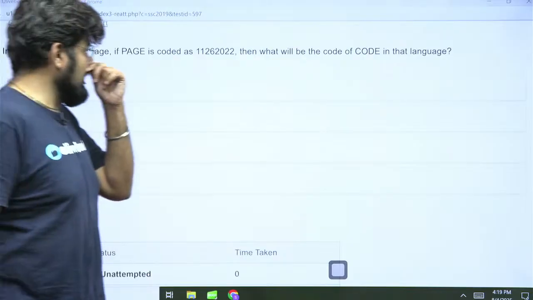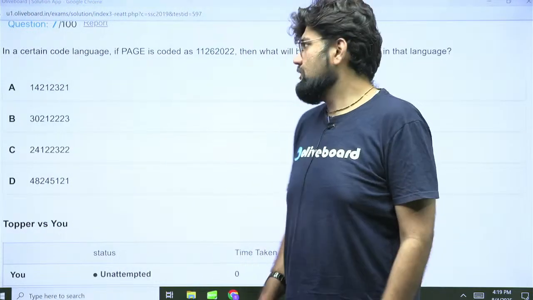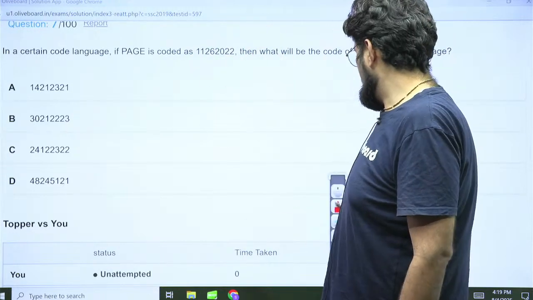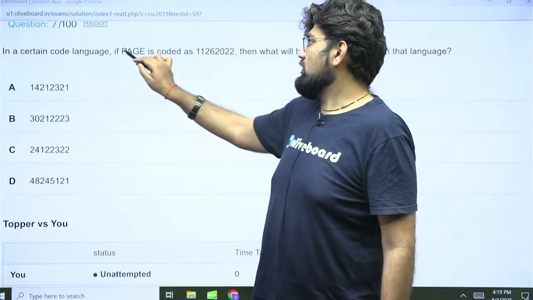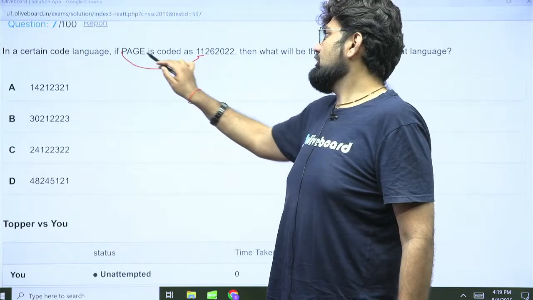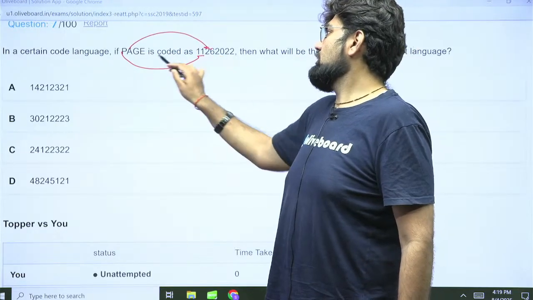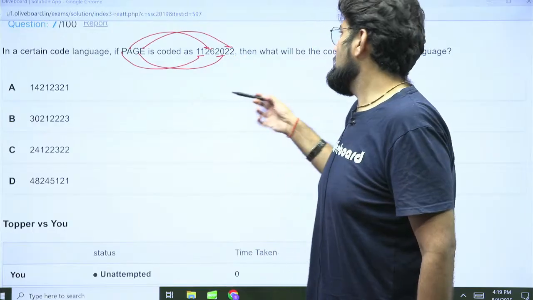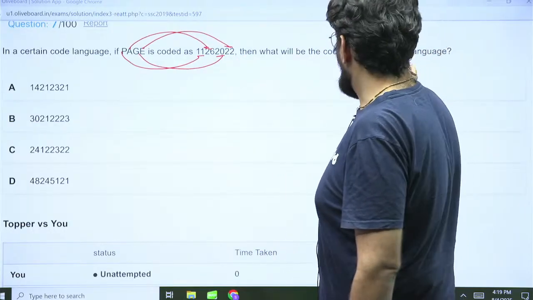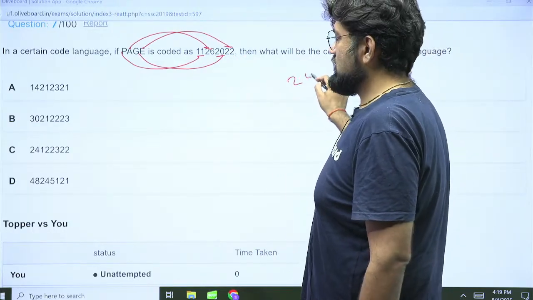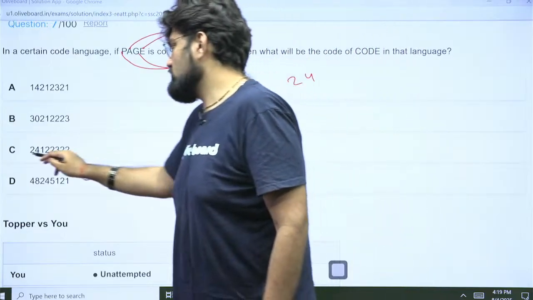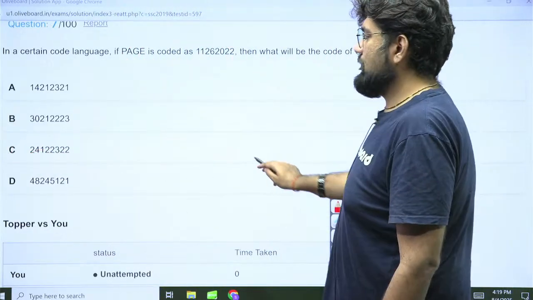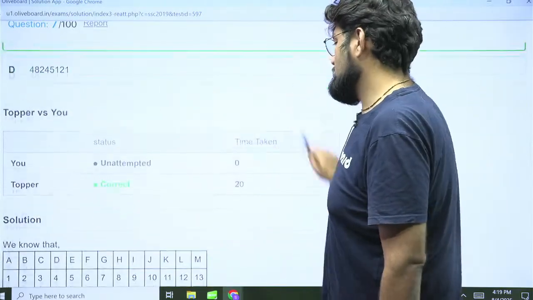Okay, now coding, decoding. In this question, what exactly is happening? You will see from the front, nothing is sitting up. From the back, nothing is sitting up. Then it will quickly come to you. What is happening? Reverse coding. P11, A26, G20, and E22. Done. So what is the code for code? So C is 24. We'll start with 2, 4. There is only one option. So option C is the right answer. Cool. A lot of time being saved here. 20 seconds. Very good. Not bad.